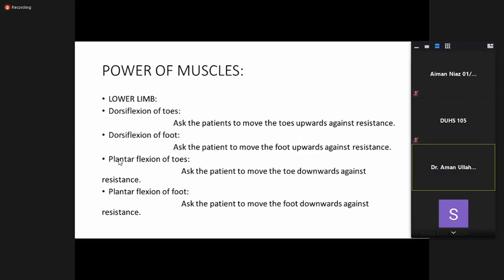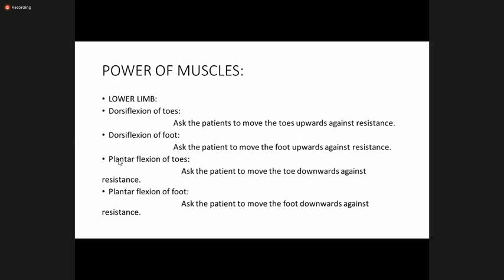In the lower limb, dorsiflexion of the toes: ask the patient to move the toes upwards against resistance. And dorsiflexion of the foot: ask the patient to move the foot upward against resistance. Plantar flexion of the toes: ask the patient to move the toes downwards against resistance. And plantar flexion of the foot: ask the patient to move the foot downwards against resistance.